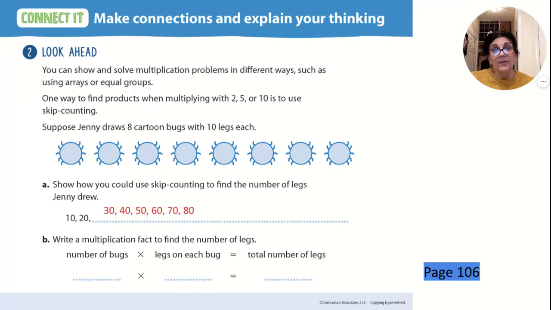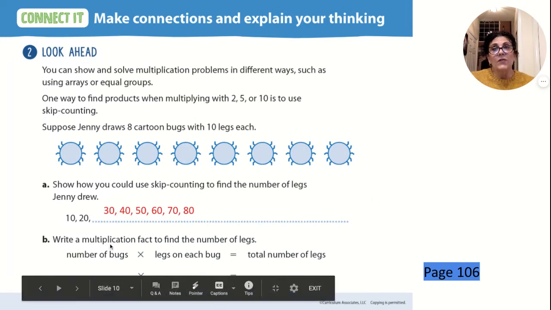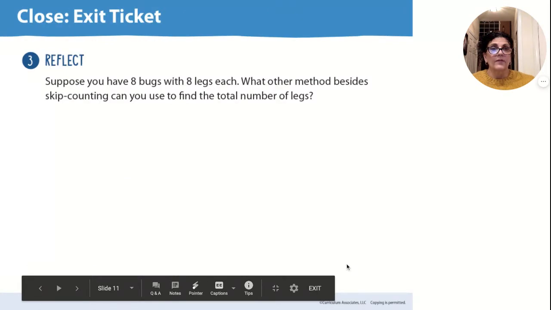10, 20, 30, 40, 50, 60, 70, 80. So if you write a multiplication fact to find the number of legs, you look at the number of bugs times the legs on each bug, so the total number of legs, and it should give you 8 times 10, equals 80. I have to stay away from that.